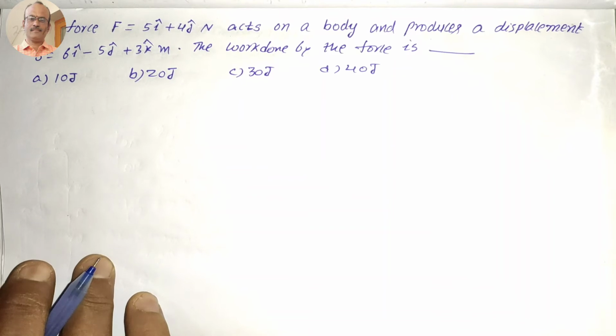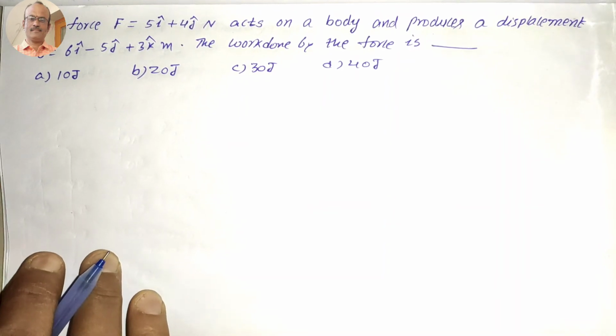Now the question number 27. A force F is equal to 5 i cap plus 4 j cap newtons acts on a body and produces a displacement S is equal to 6 i cap minus 5 j cap plus 3 k cap meters. Work done by the force is how much?